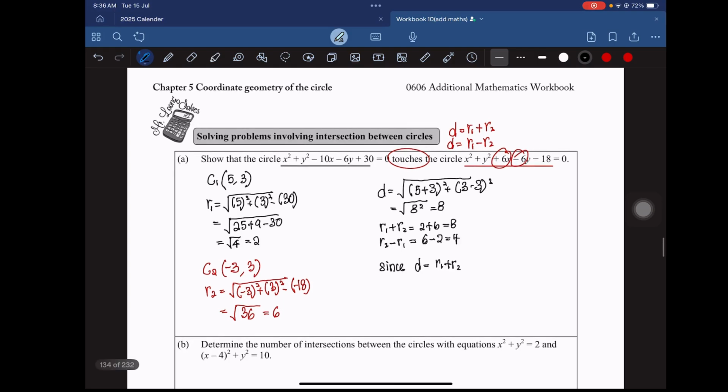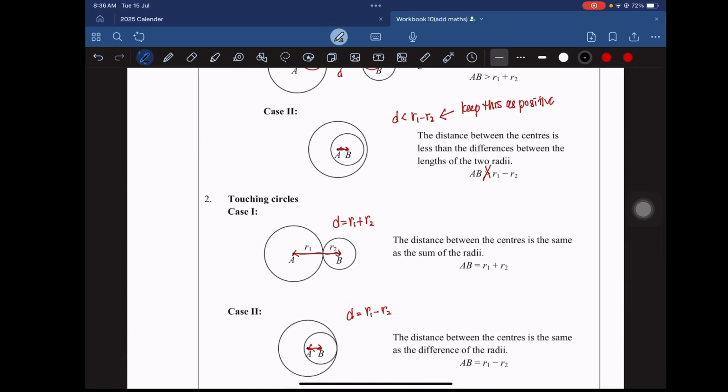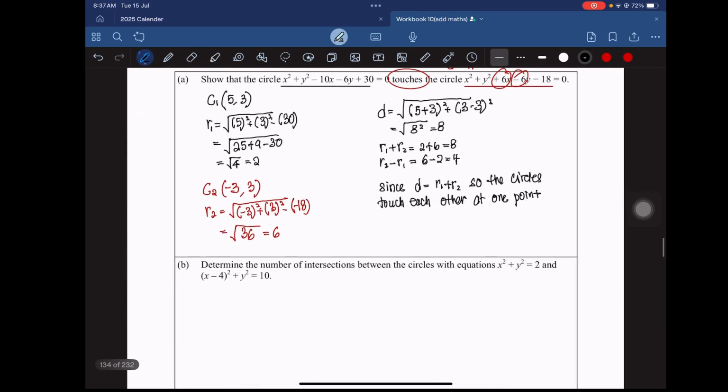Therefore, since that is so, the circles intersect each other. No, they're going to touch each other at one point. Because my D equals R1 plus R2, this is case number 1. So they are actually outside of one another. So that's why I can say that the circles are outside of one another.